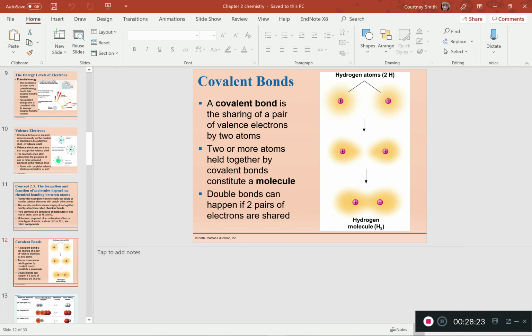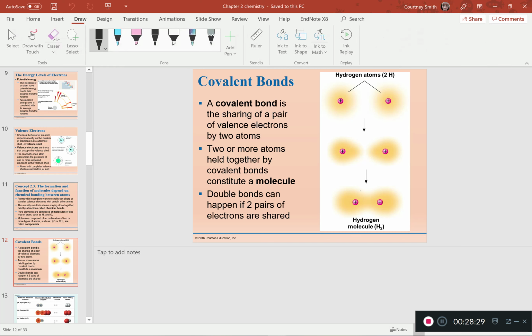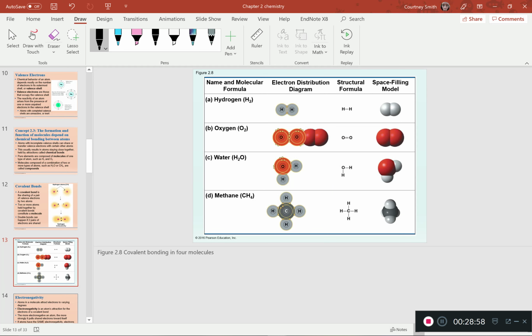Okay, so a covalent bond. Like I said, the image right here is an example of a polar covalent bond. This is a non-polar covalent bond. Hydrogen has 1 electron each, so generally they each have 1 valence electron just floating around. Then they come together and form a covalent bond with each other. This is non-polar because they are equally sharing it. There's no slight pull.